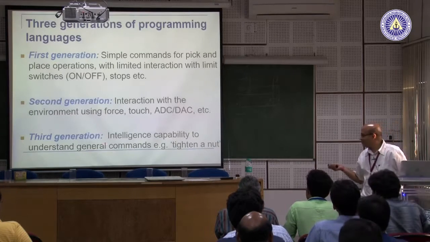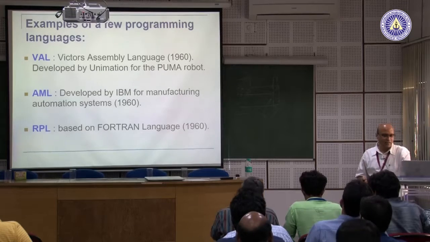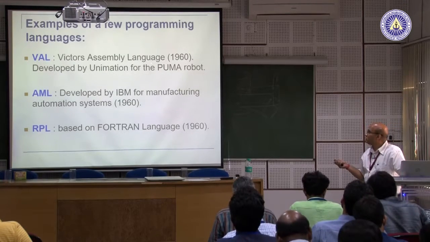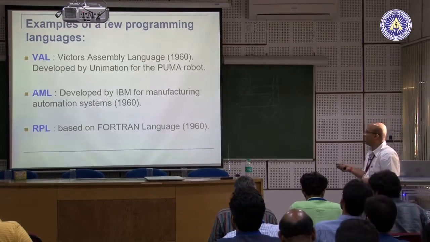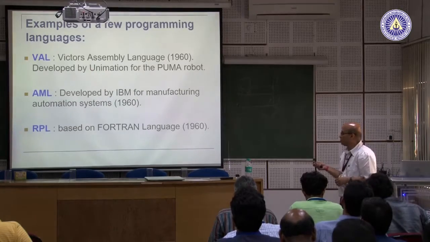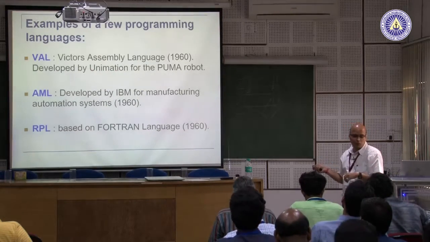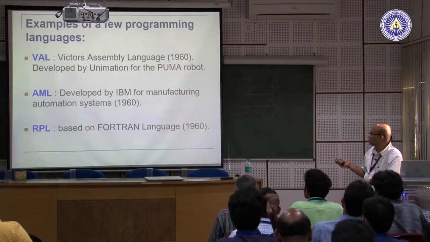So, there is a lot of research here, and it is still in research. The first language that was made is called Victor's assembly language. It was first developed in 1960 by a company called Unimation. Unimation was the first company which made the Puma robot. The Puma robot was the first robot made in 1960, a programmable universal machine for assembly.